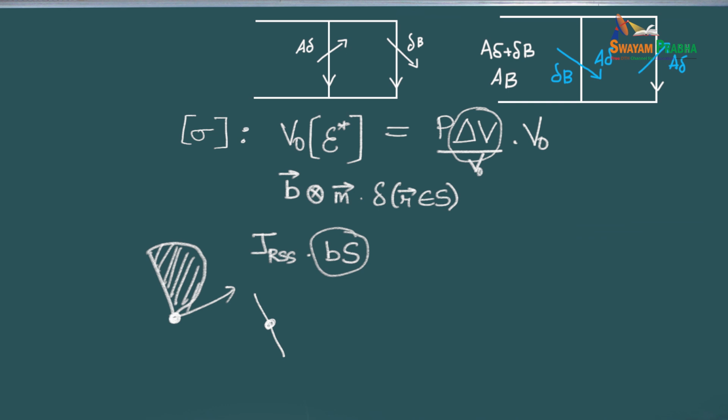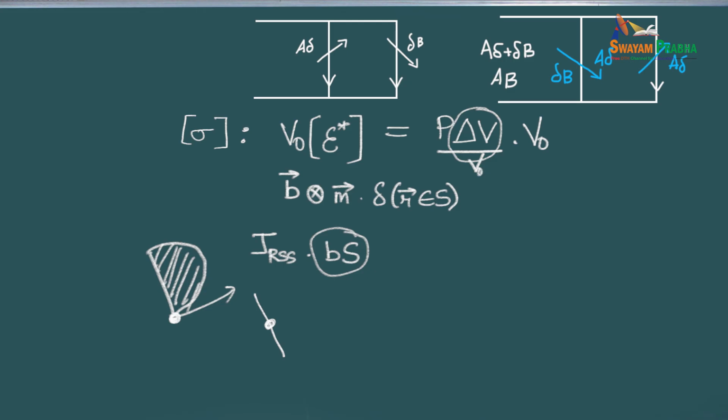So the activation volume usually is given by this term here. This is the surface swept by the dislocation as it moves, multiplied by its Burgers vector. So this is a physical volume because it's related to the surface swept by the dislocation.